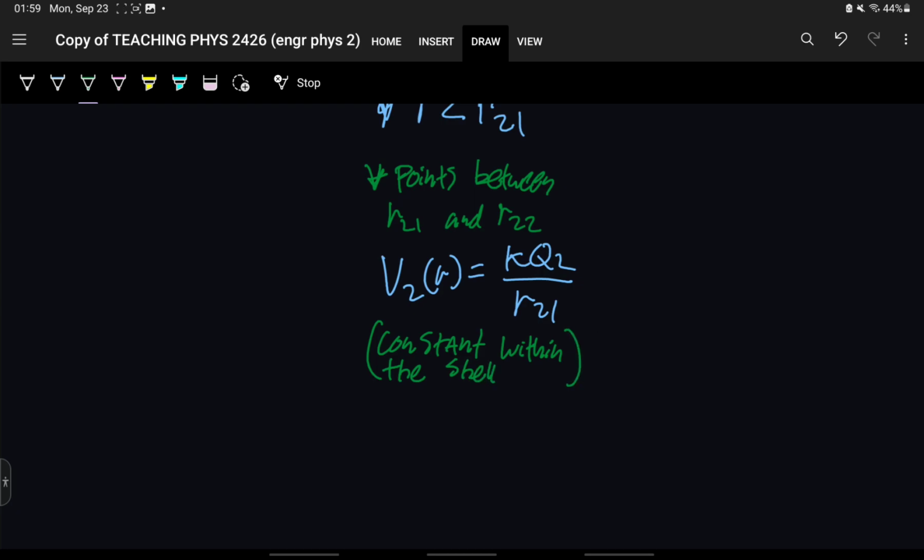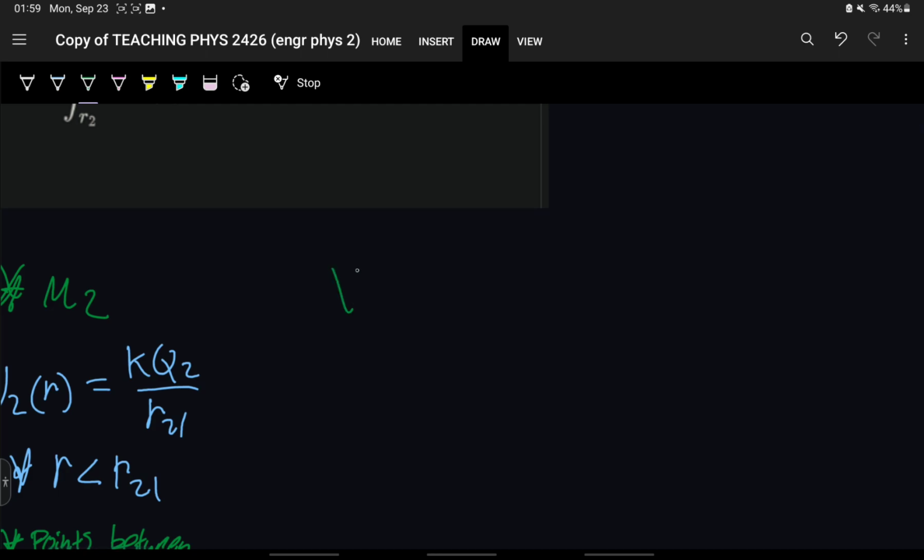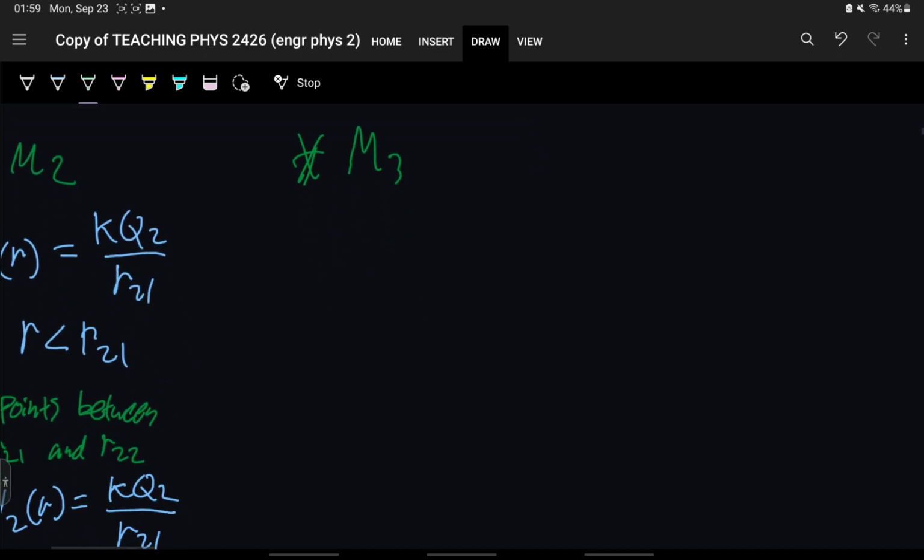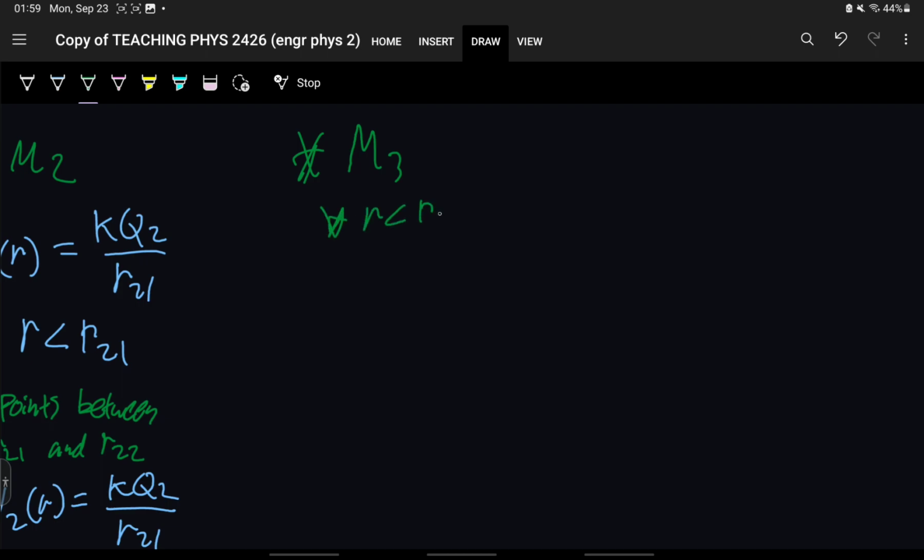So now let's take a look at the electric potential due to M3. The potential inside of M3 for R greater than R31 is going to be V3 of R is equal to K times Q3 all over R31.